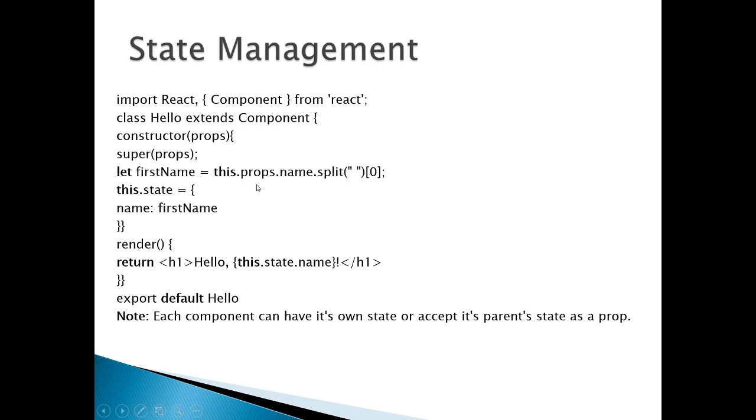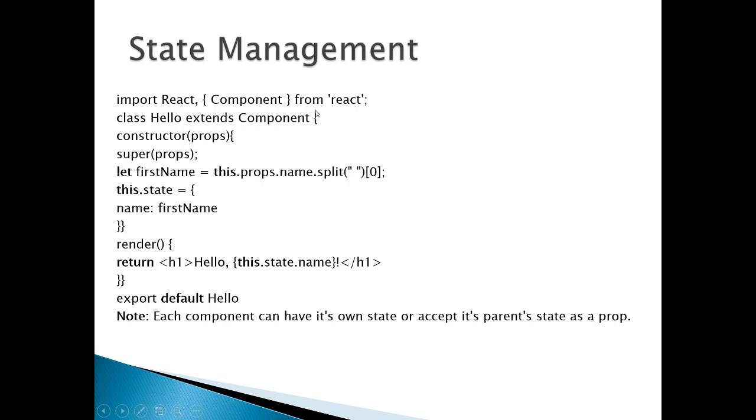You can pass this directly, or this example was just to show you that you have three types of variables. One is of the prop type, second is a simple let variable, and third is a normal state variable. So you can have three types of variables within a component. Then in the render method, we are returning Hello, the name of the person, this.state.name.